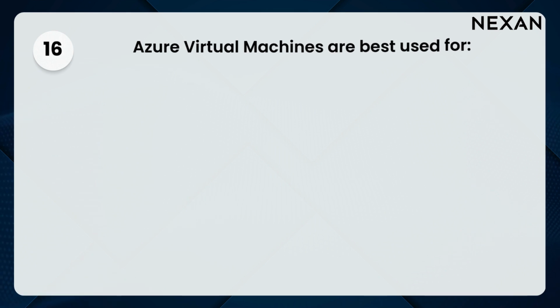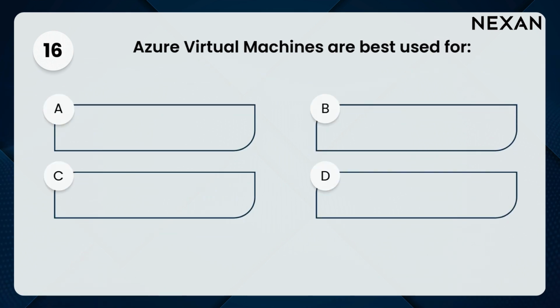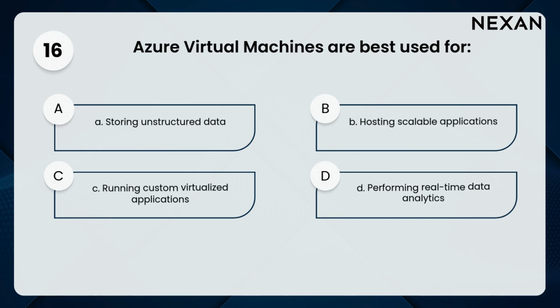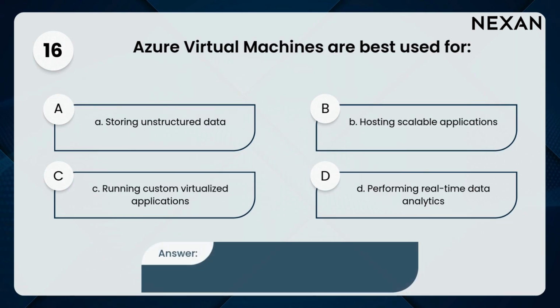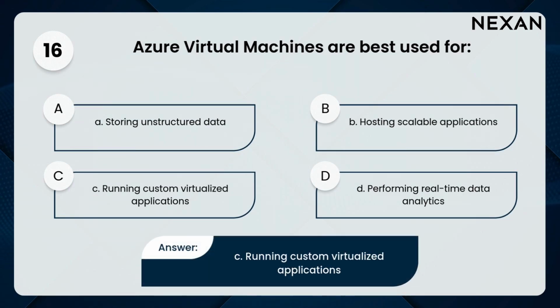16. Azure virtual machines are best used for A. Storing unstructured data, B. Hosting scalable applications, C. Running custom virtualized applications, D. Performing real-time data analytics. Answer: C. Running custom virtualized applications.